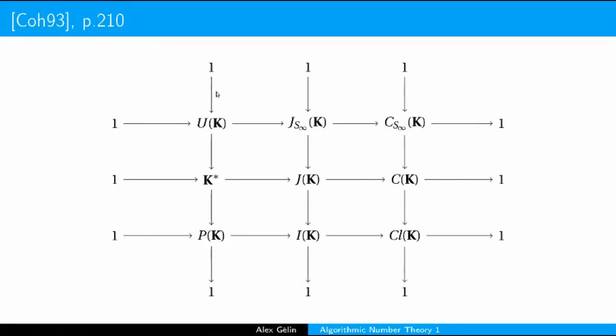So the first column is about units. The third line is about the class group. And I can just say here we have something about S-units. And the second line is about the ideal class group. So that's the only thing I want to say.